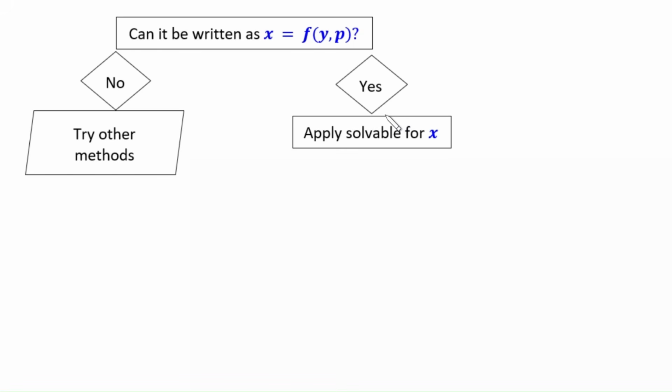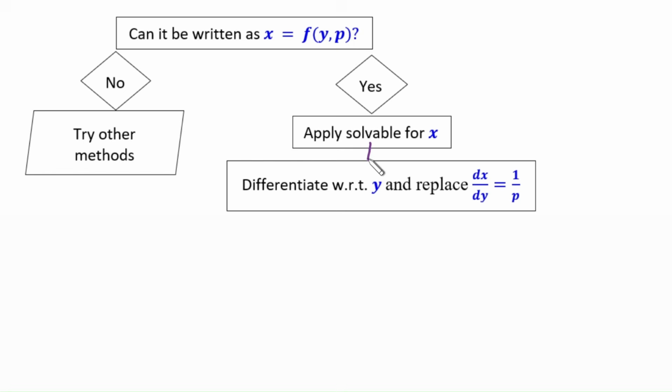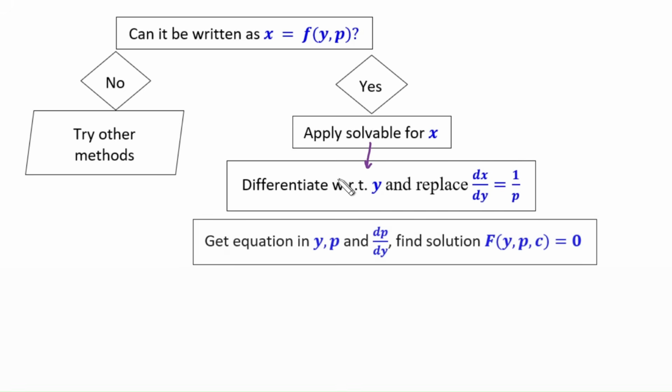In the method solvable for x, the next step is we need to differentiate it with respect to y and replace dx by dy with 1 by p and further simplify the equation. In this way, we will obtain a differential equation in terms of y, p, dp by dy, and then solve this equation with the standard methods of first order differential equations. And after solving it, we obtain a relation between y and p, and it contains constants of integration.